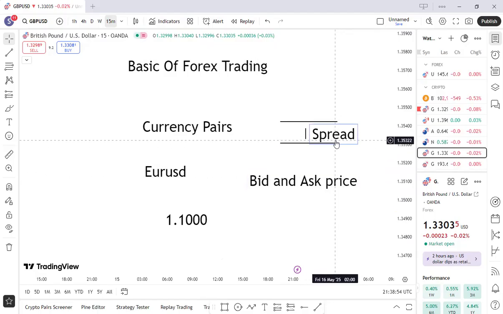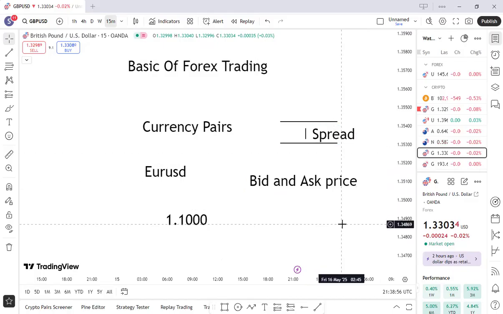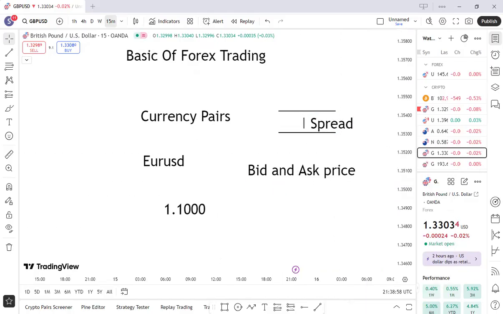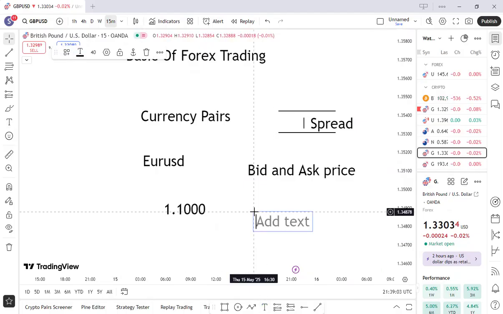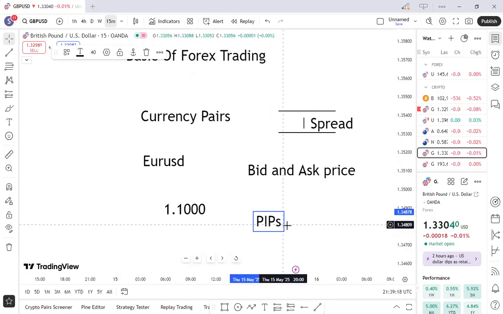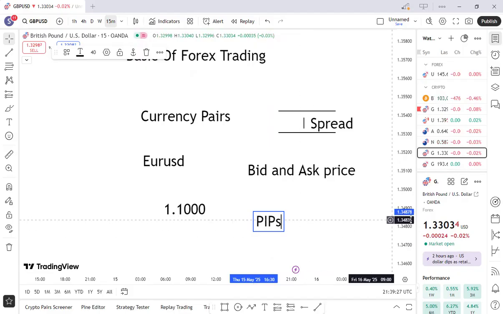All right. So we'll be diving more into talking about what PIPs are. PIPs actually means percentage in points. It is the smallest price movement in a currency pair.